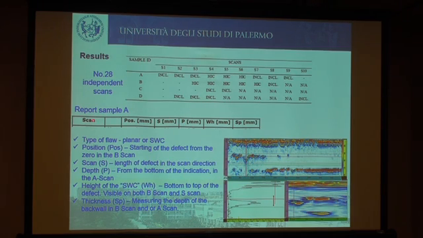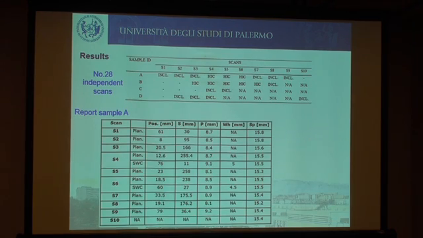So we have the type of flaw, if it was a planar defect or a stepwise crack, usually the geometry of the hydrogen-induced cracking. The position, we had an encoder with the probe, so we could see which position was starting the defect. And then we have also the length of the defect, the depth, the height of the stepwise cracking, the thickness in the place where the scan was done. So for the 4 plates, we had a report like this.